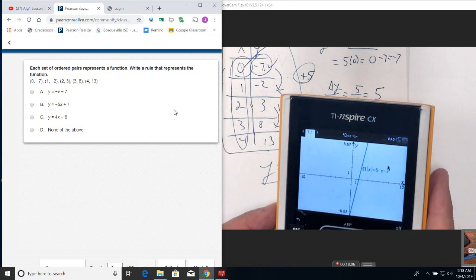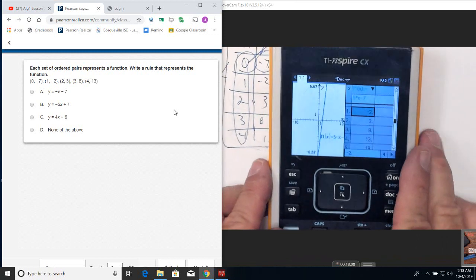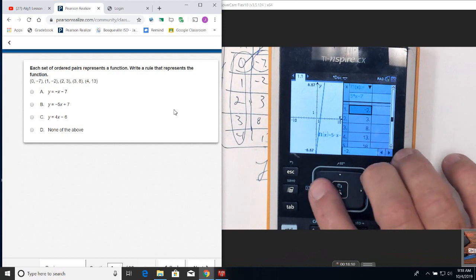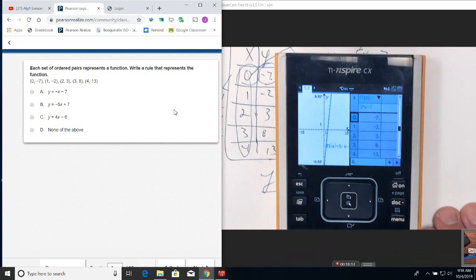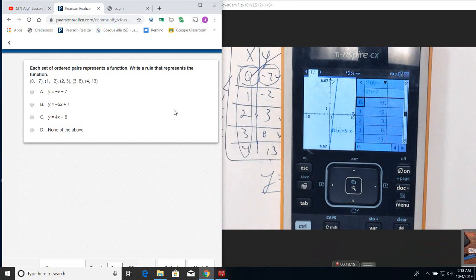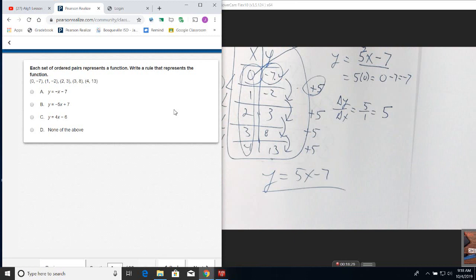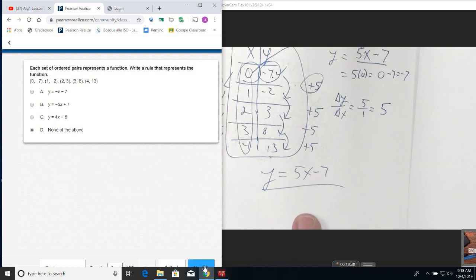And then go to Control T to look at the table. What do you notice? So I don't see a 0, but I do now. Isn't my table the same thing as the table that I originally have? So is my function rule correct? What should it be? -5x plus 7? Or should it be what? Positive 5x minus 7. So which one says that? None of them. So guess what? It is D. They don't have the right function rule.